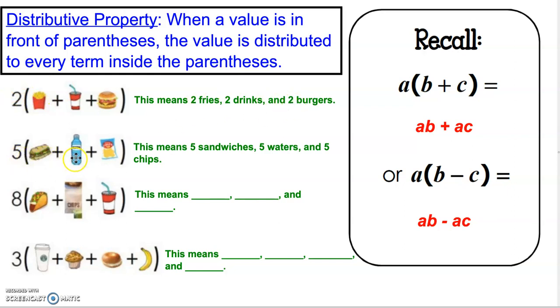Here we have sandwiches, waters, and chips. If we have 5 people that are eating each of these things, that means we have 5 total sandwiches, 5 total waters, and 5 total bags of chips. I want you guys to write out in words the answer to each one of these.